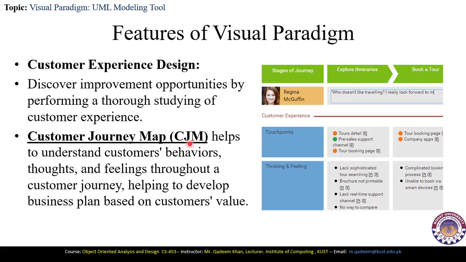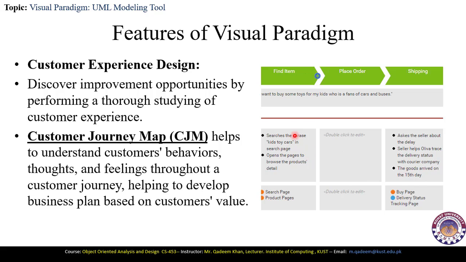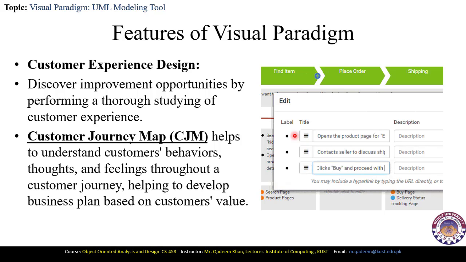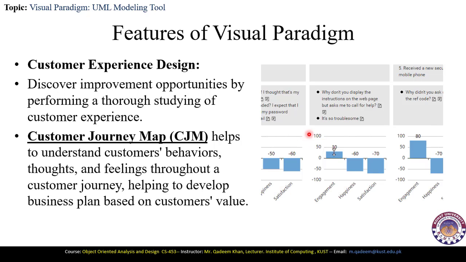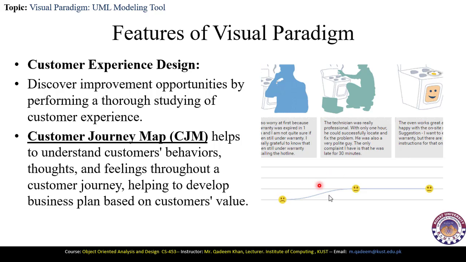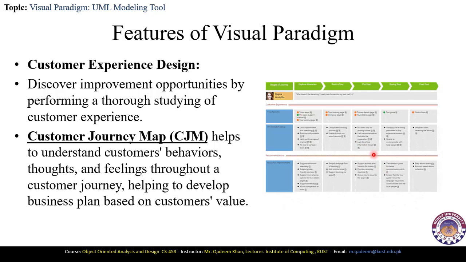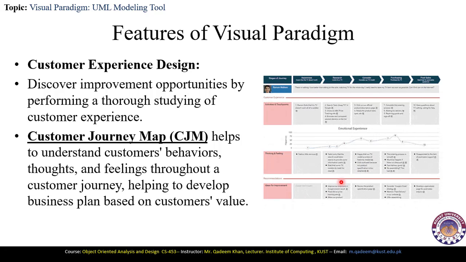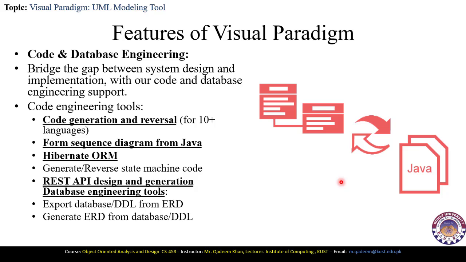And the customer journey map, CJM, is used to help understand customer behavior, thoughts, and feelings throughout the customer's journey, which helps to develop the business plan based on customers' values. So if the customer provides certain values, then this plan will be changed. Here you can see how the project will look if the customer has high satisfaction, and there are multiple sorts of feedback provided by the end users or customers to the developing company.